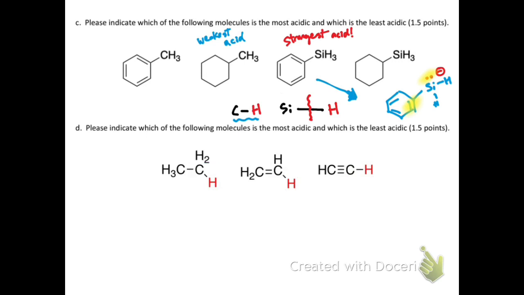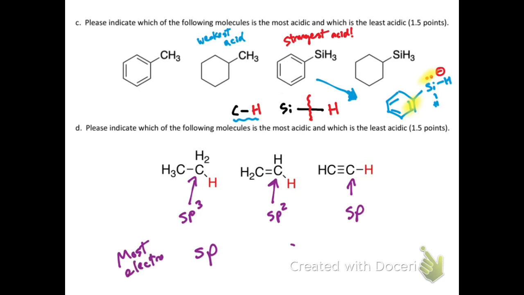This comes down to the hybridization. If we look at the hybridization on these atoms, this is sp3, this is sp2, and this one here is just regular old sp. It turns out there's actually an electronegativity difference in different hybridizations of the same element. And the most electronegative of these would be sp. After that, we have sp2, and the least electronegative is going to be sp3.